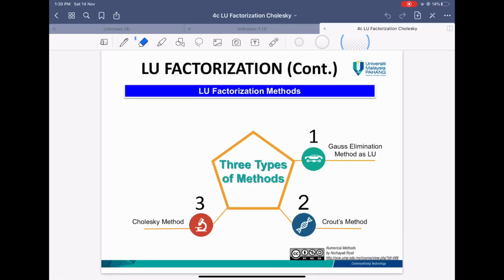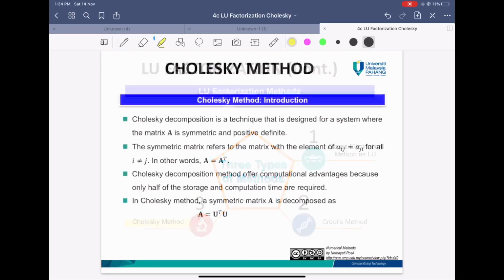The third method under LU factorization is the Cholesky method. Cholesky decomposition is a technique designed for a system where the matrix A is symmetric and positive definite. The symmetric matrix refers to the matrix with the element Aij equal to Aji for all i not equal to j. In other words, A is equal to A transpose. Cholesky decomposition offers a computational advantage because only half of the storage and computation time are required.